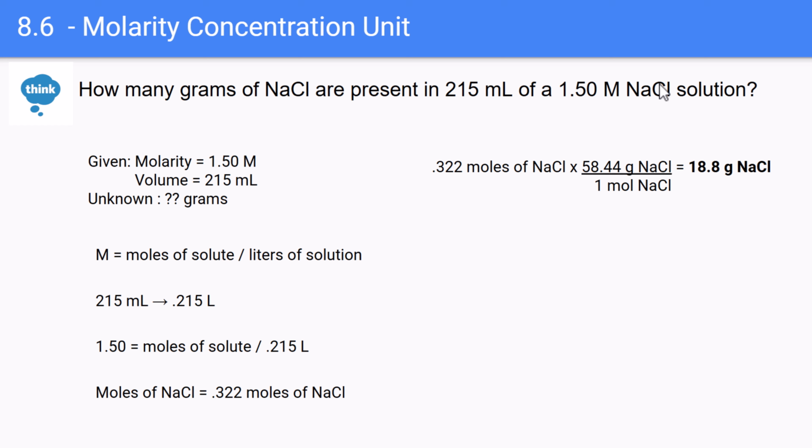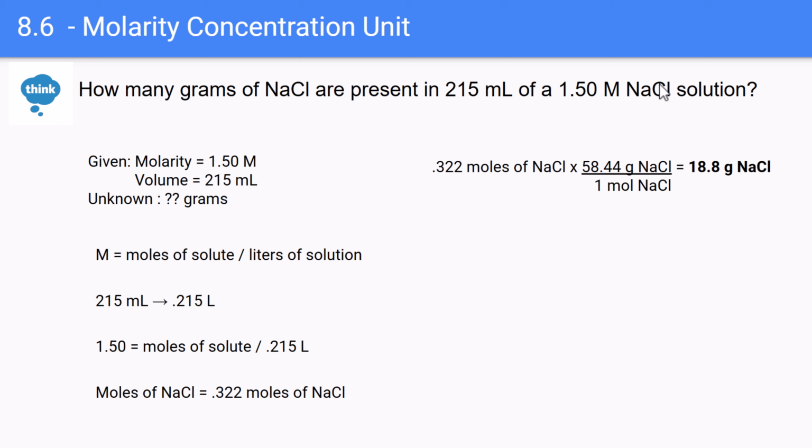So utilizing the molar mass that's found on the periodic table, the molar mass of sodium is 22.99, the molar mass of chlorine is 35.45. We add those up to get 58.44. We'll take 0.322 moles of NaCl, multiply that by 58.44 grams, and that gives us our gram value of 18.8.